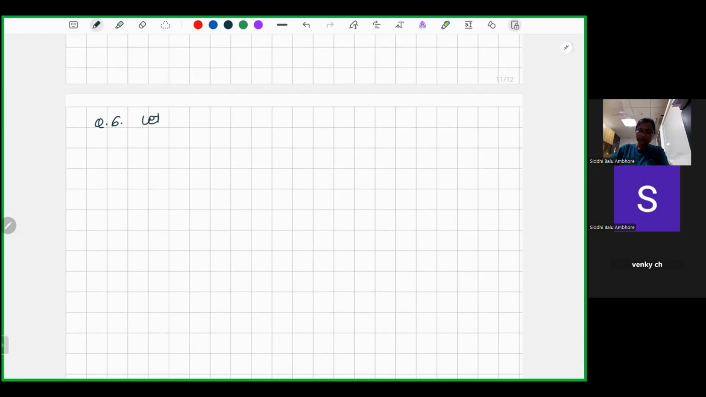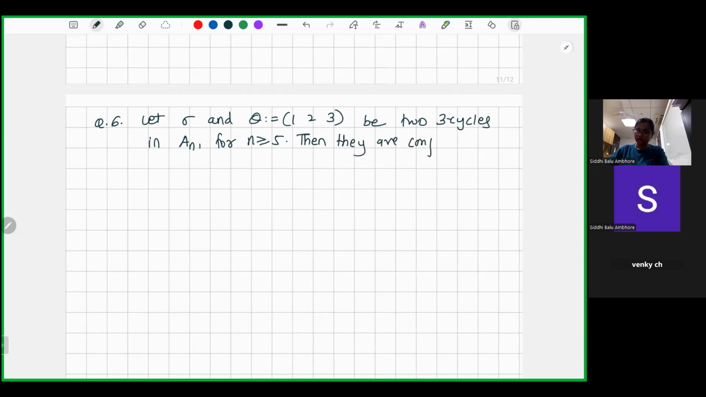Let sigma and theta be two 3-cycles in An for n greater than or equal to 5, then they are conjugate in An. So this is the question, and again we need to check true or false here.